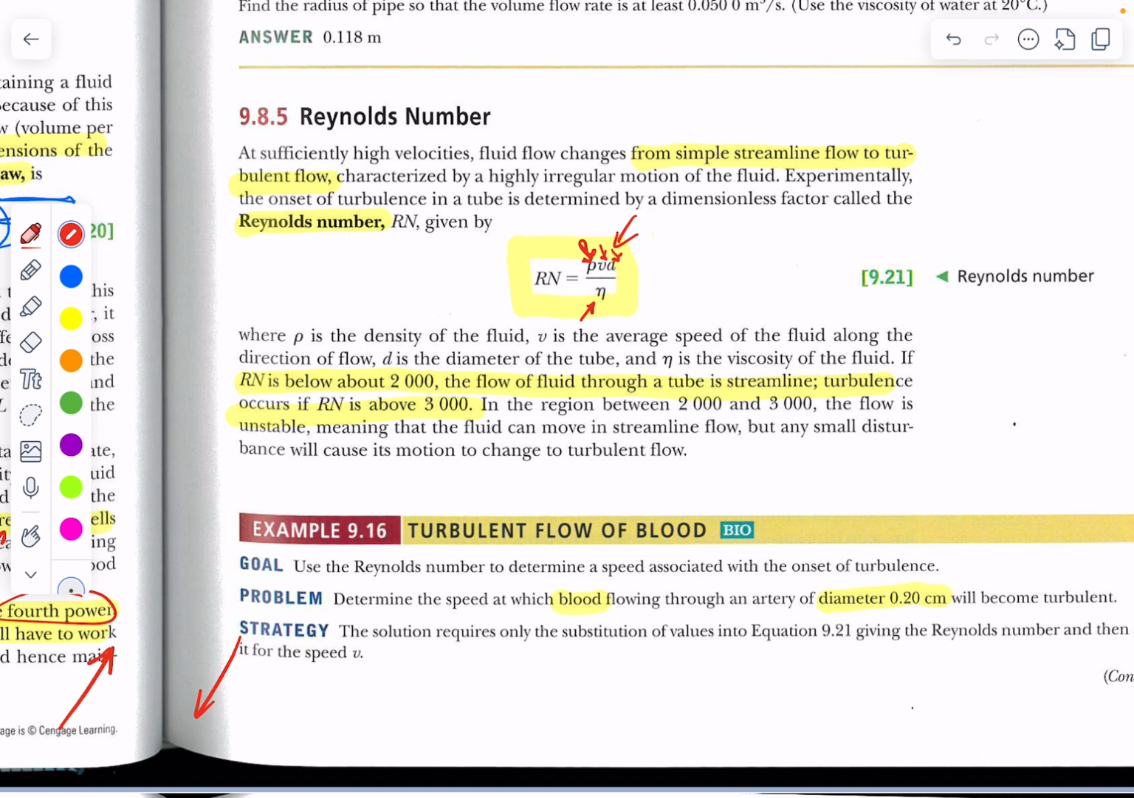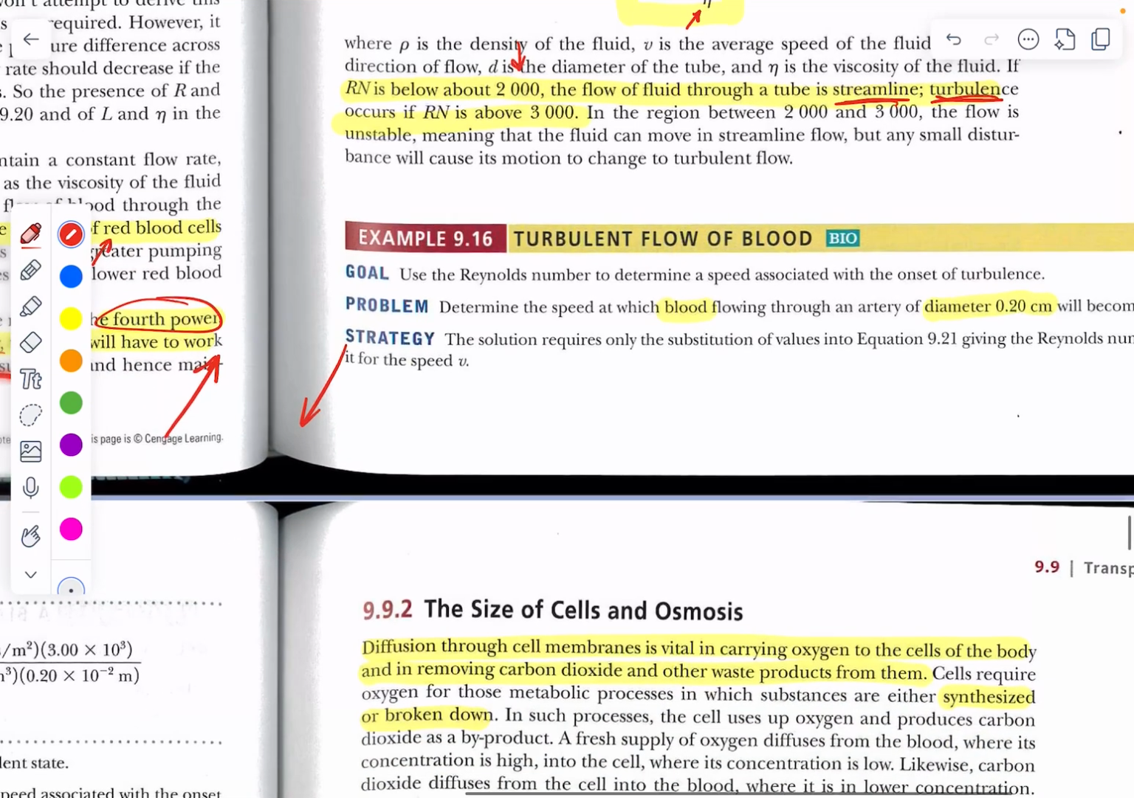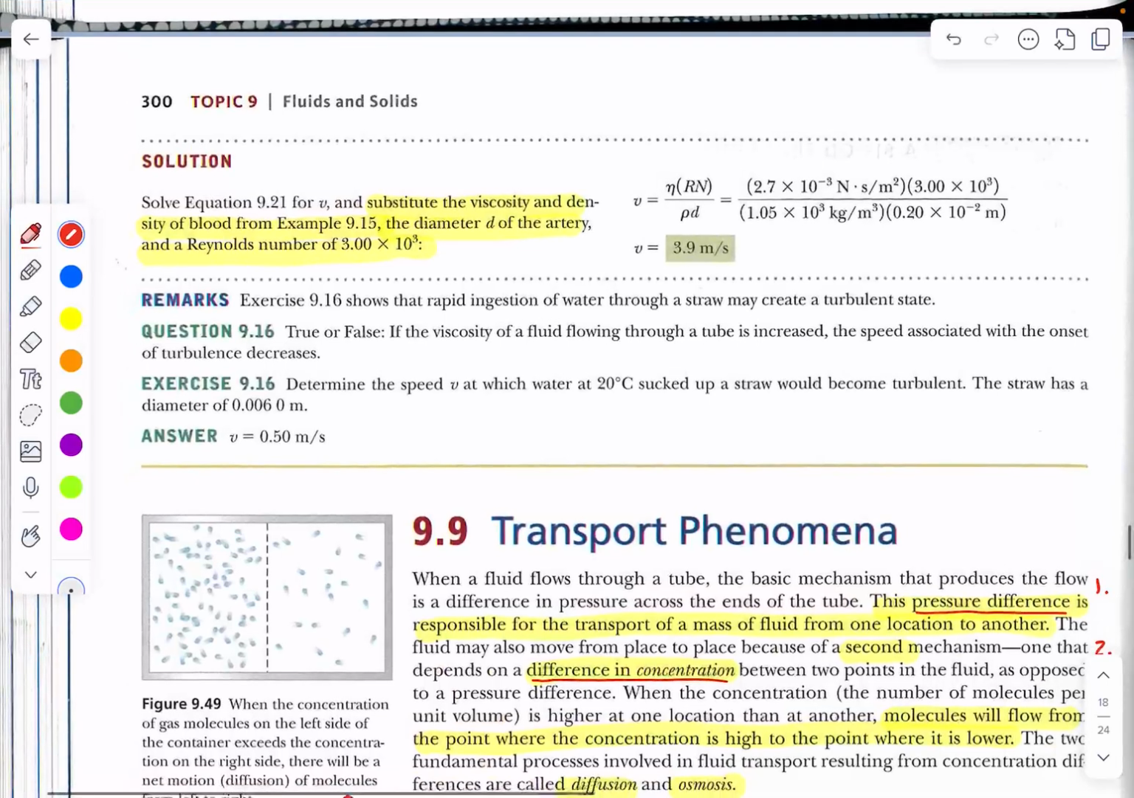So if the Reynolds number, our benchmark is 2,000. If the Reynolds number is below 2,000, then this fluid is going to be moving in a streamlined fashion. If the Reynolds number gets above 3,000, you're going to have a significant amount of turbulence, which in that case you need to pay attention to that turbulence. And so in this problem, the turbulent flow of blood is again just a plug and chug for turbulence flow.